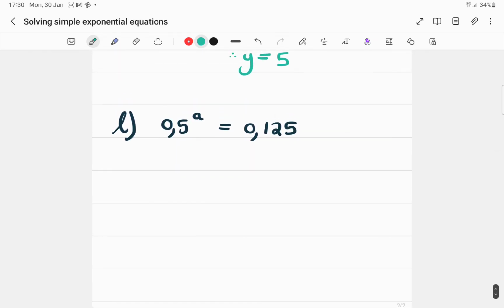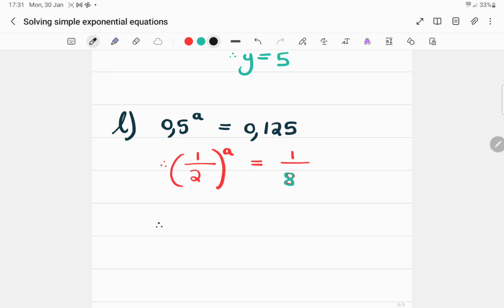Okay. Over here, we're just going to use our calculator. We're going to make this fractions. So 0.5 we know is a half. That is all raised to the power a. And 0.125, if you don't know, you put in your calculator and you get 1 over 8. What is 8 in prime numbers? And I need to simplify this bracket.